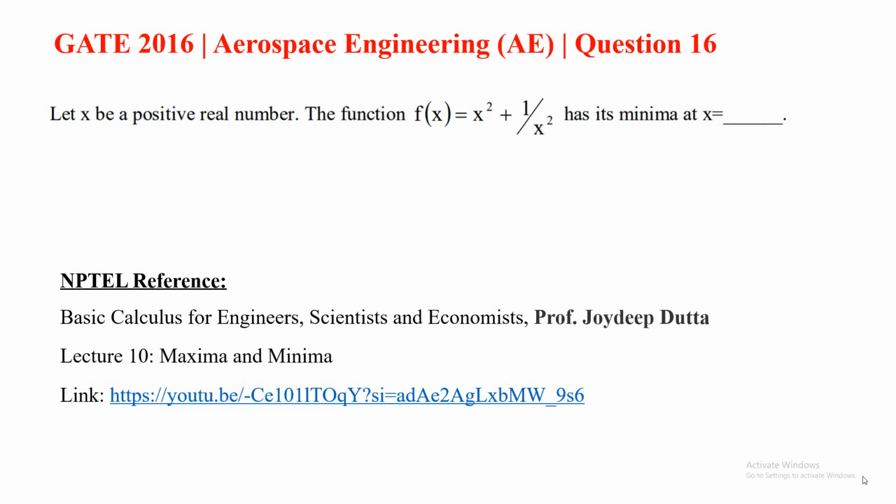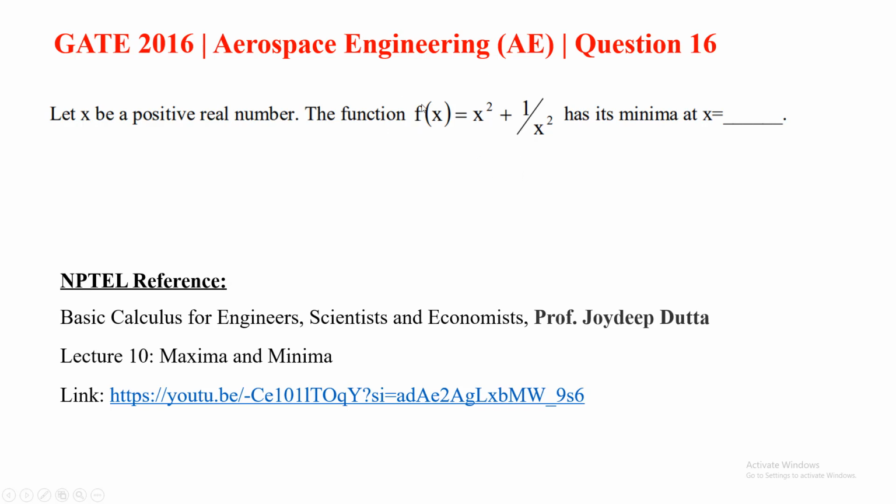Hello everyone, let's solve a problem from GATE 2016 Aerospace Engineering paper, question number 16. Let x be a positive real number. The function f of x equals x square plus 1 by x square has its minima at x is equal to dash. So we have to find the minimum value of this function.